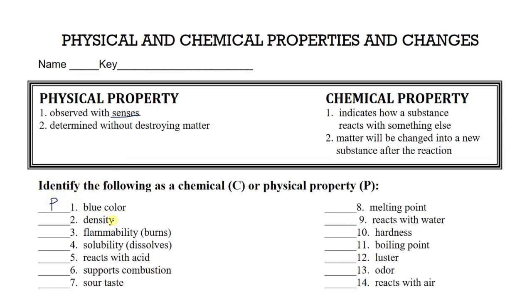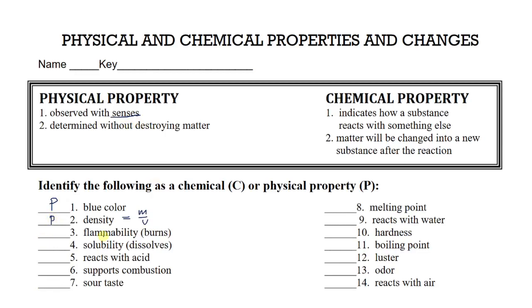The next one is density. It's equal to mass over volume. Now we can measure mass and volume without waiting for a chemical change or a chemical reaction. So again, anything that does not involve chemical change or chemical reaction, that is a physical property.